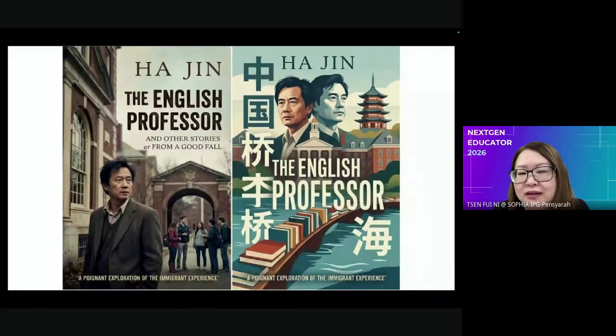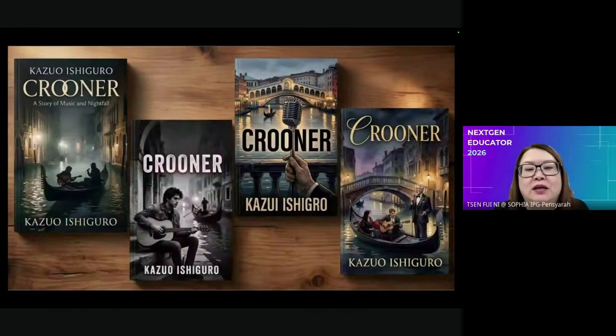So I did another one out of the list. I simply chose Crooner. I didn't want it to generate 1 by 1, so I asked it to generate 4, just to get an idea. Again, I fed it the title, the writer's name, and it is generated based on the synopsis. So there are 4 styles here.